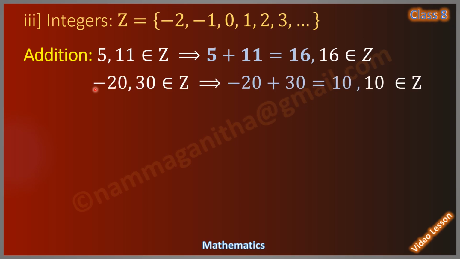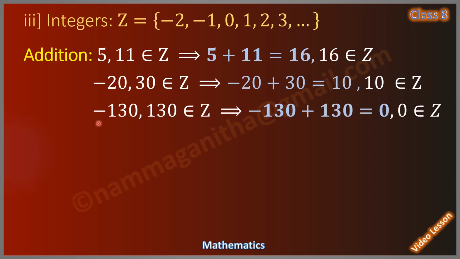Consider the second example. Minus 20 and 30 belong to Z, Z means integers. That implies minus 20 plus 30 is equal to 10, and 10 belongs to Z. Consider the third example. Minus 130 and plus 130. Minus 130 belongs to Z and also 130 belongs to Z. That implies minus 130 plus 130. Minus and plus get cancelled. The answer is 0.